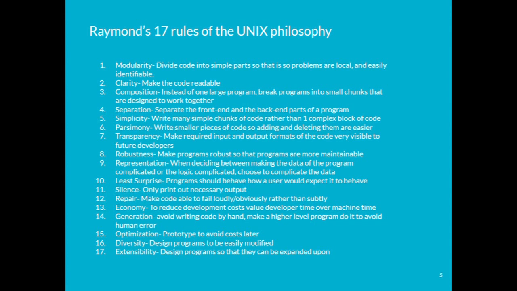Transparency means making required input and output formats very visible to future developers so they can tell what exactly is needed by the program and what output the program should have. Robustness, we talked about this in our essay, so I'm sure everyone's familiar with the concept, but it makes your code more maintainable.